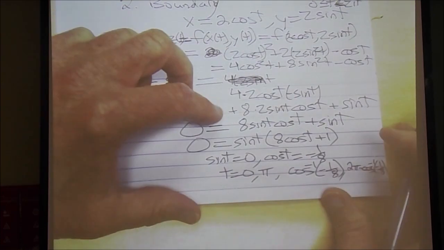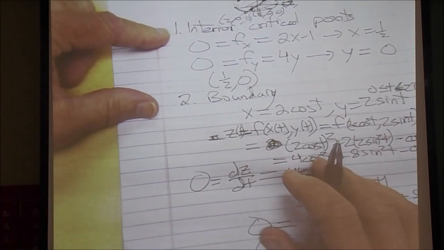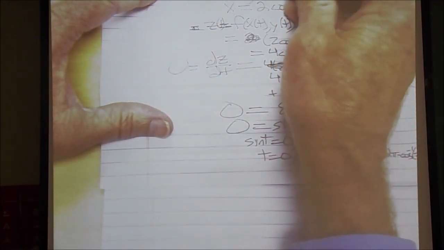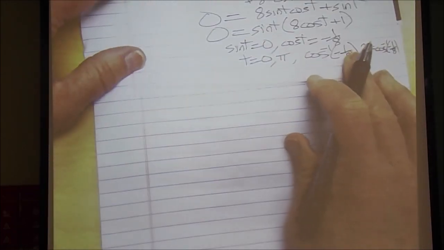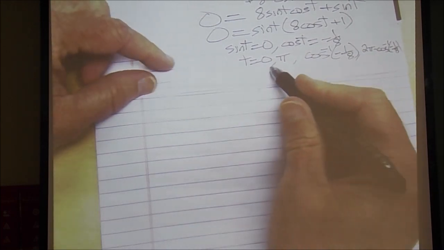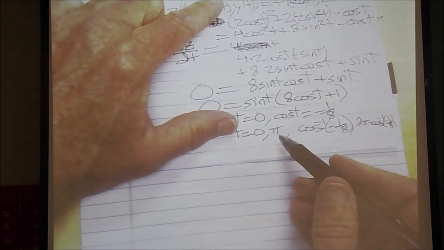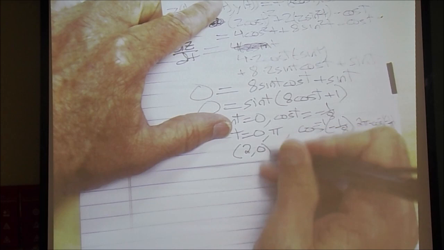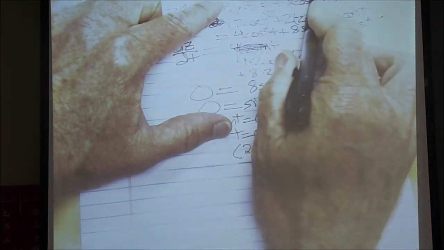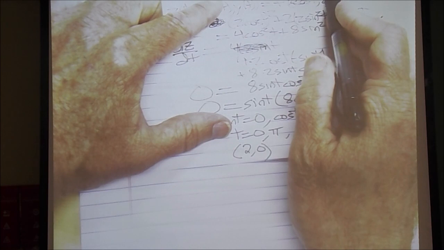Right, okay. So now we've got to check all those, and we just plug them into the function. Let's just recap. 1, we find the interior critical points. 2, we found the boundary critical points using calculus 1. And now we just plug in each point. This one corresponds, when t equals 0, to x equals 2 cosine 0, y equals 2 sine 0, which is the point (2, 0). Pi corresponds to x equals 2 cosine pi, which is minus 2, and y equals 2 sine pi, which is 0.